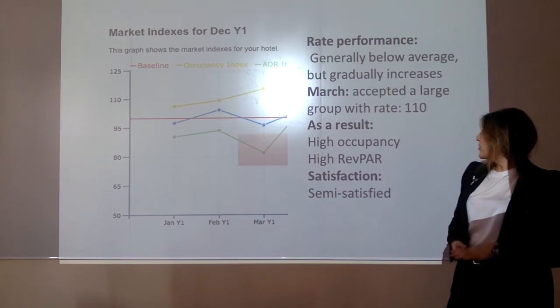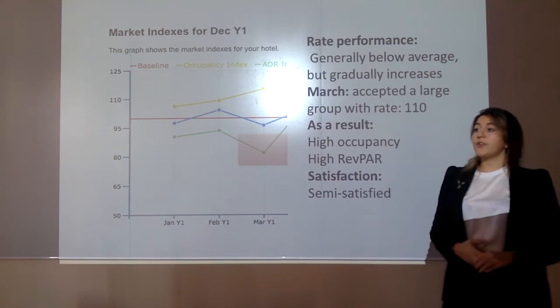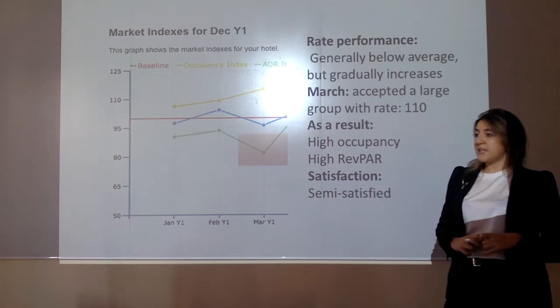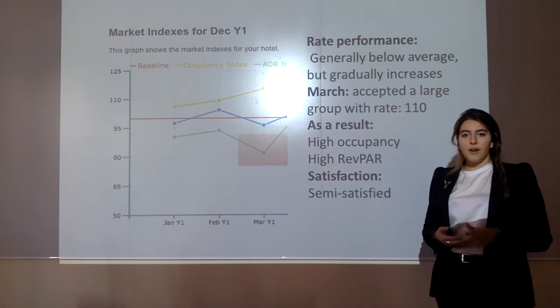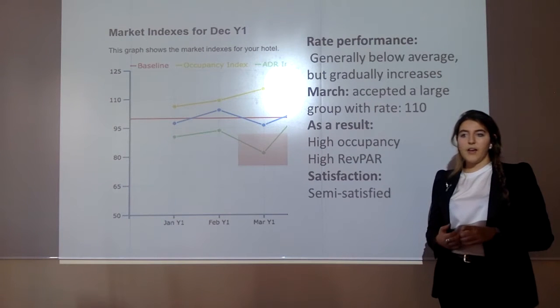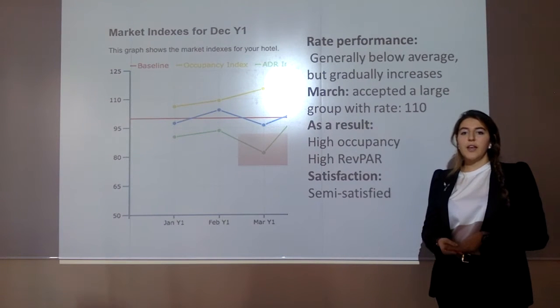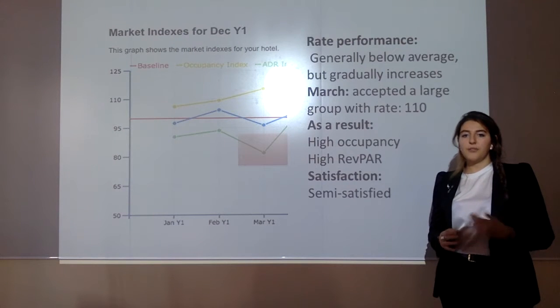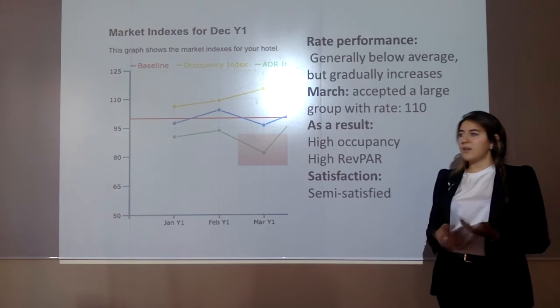But in March, we accepted a very large group. We offered them a rate of 110, and they accepted. Therefore, we had to raise our transient rate higher than usual. But unfortunately, we didn't take advantage of that group. We actually didn't raise the transient rate enough and didn't compensate the loss.